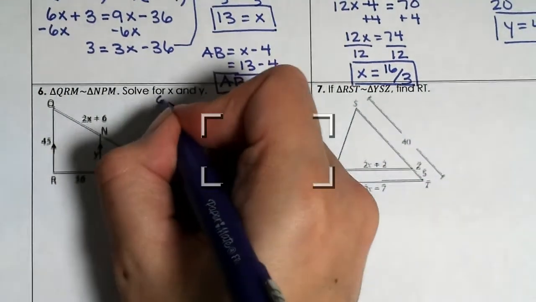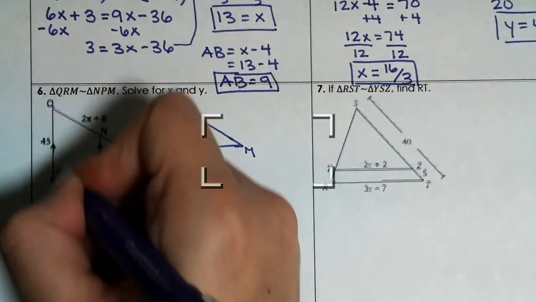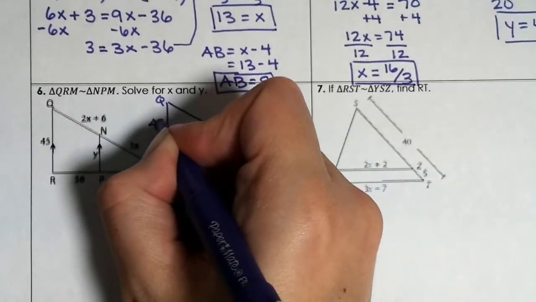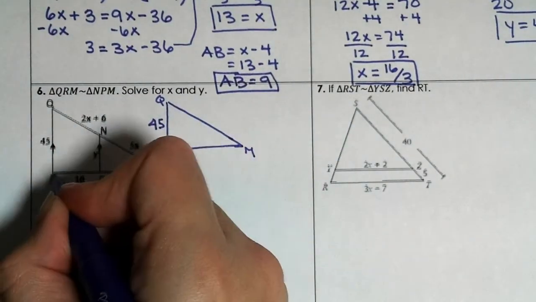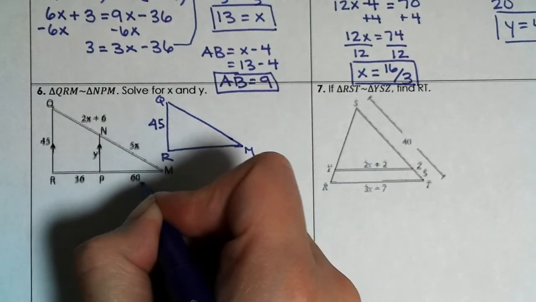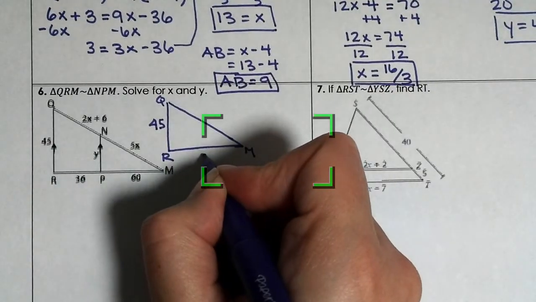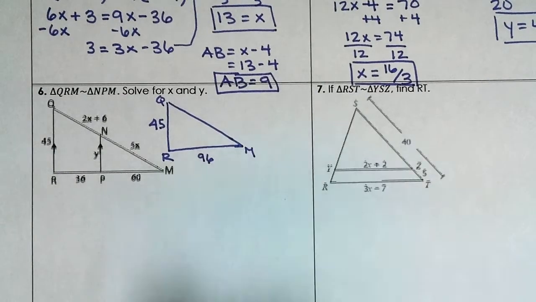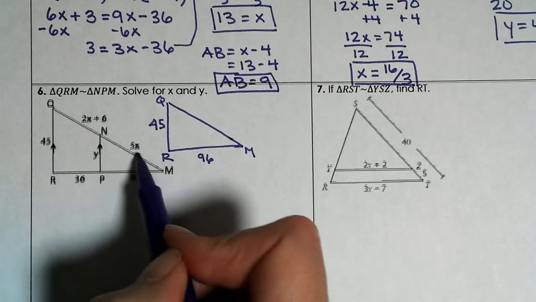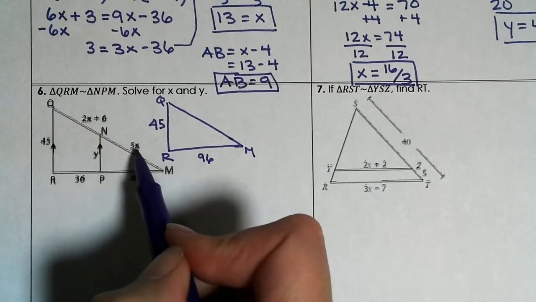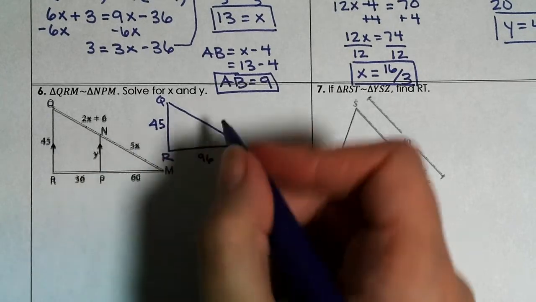So let's see, I have QRM. QR is 45. RM is this whole entire length. So to find the length of RM, I've got to add 36 and 60, and that would give me 96. And then QM is both of these chunks combined, 2x plus 6 and 5x. Well, I know that those two combined would be 7x plus 6.